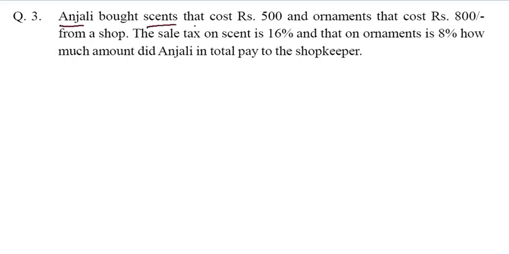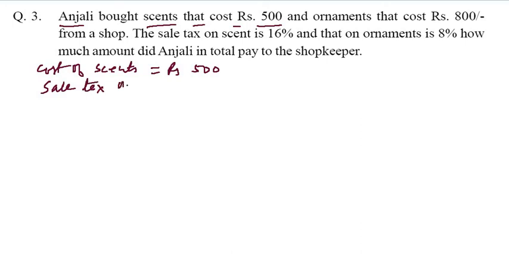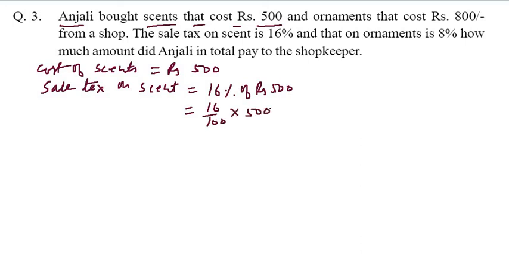Anjali bought a second that cost rupees 500. So cost of second is equal to rupees 500, and the sell tax on the second is equal to 16% of rupees 500. It is 16 upon 100 into 500. Now 0 will be cancelled here, this 0 will be cancelled here, and it is the 16 5 the 8.